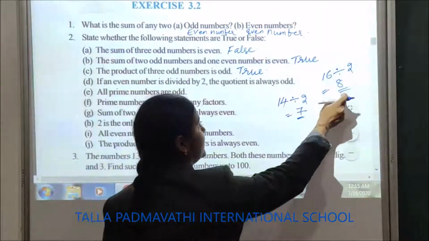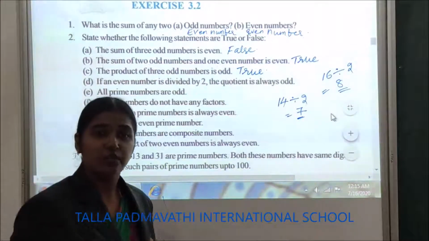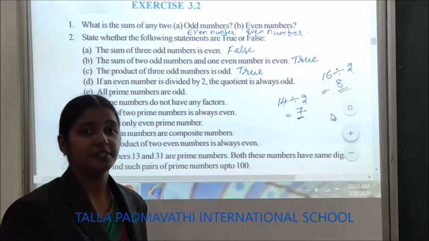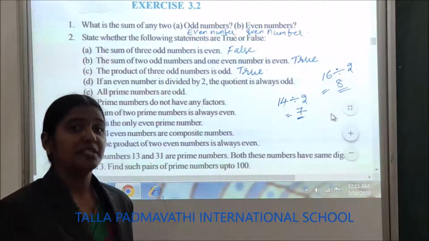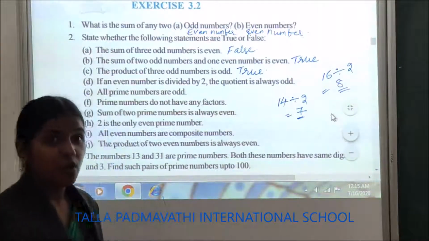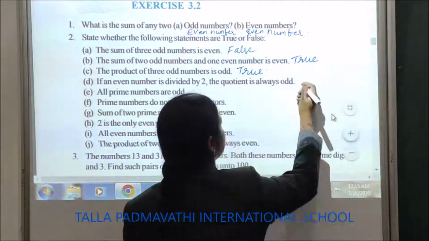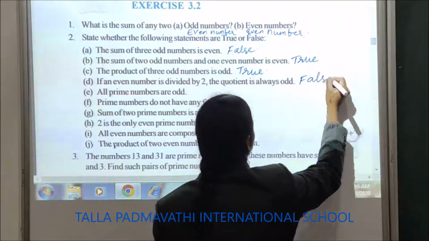But here we got an even number. But he is saying that the quotient is always odd. Is it always odd? No. Sometimes it will be even. Sometimes it will be odd. But we can't say that compulsorily it is an odd number. So it is false. So the given statement is false.